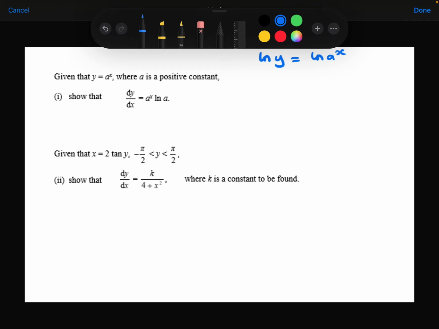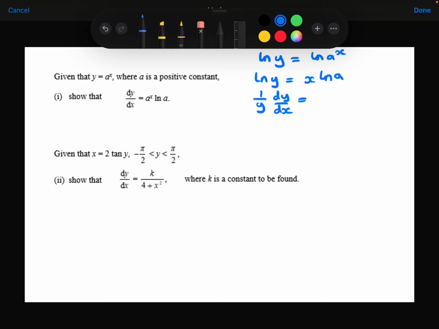I'm now going to use the law of logarithms to help me to bring that power of x down to the front. And now I'm going to differentiate both sides implicitly. So differentiating ln y with respect to x means I'm going to differentiate it with respect to y first to get 1 over y, and then multiply it by dy by dx.